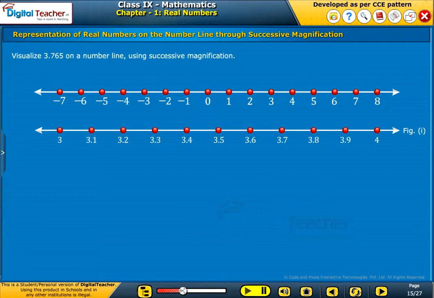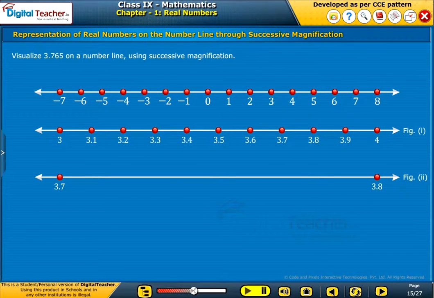Now look the portion in between 3.7 and 3.8 using magnifying glass and realize that 3.765 lies between 3.7 and 3.8 as shown in figure 1. So, let us now divide this portion into 10 equal parts and represent them as 3.71, 3.72, so on 3.8 as shown in figure 2.